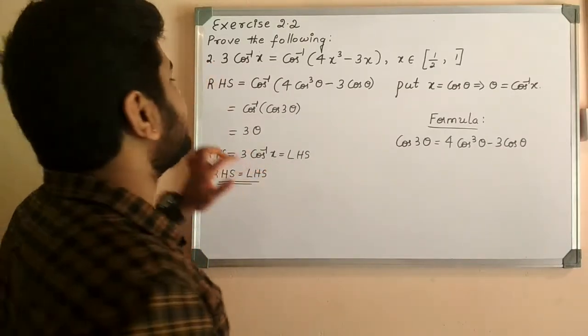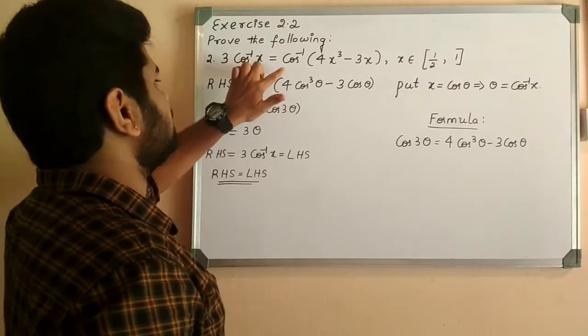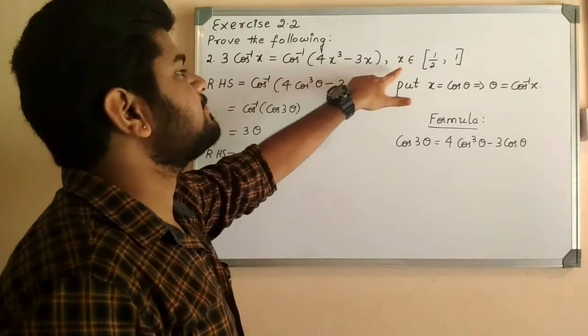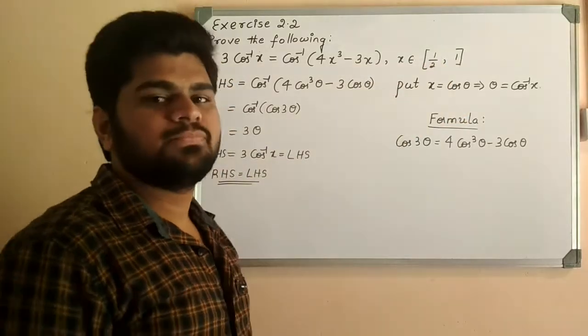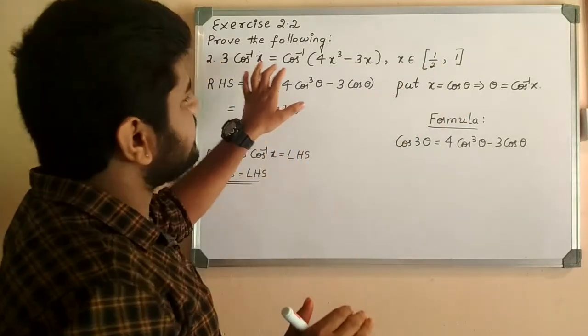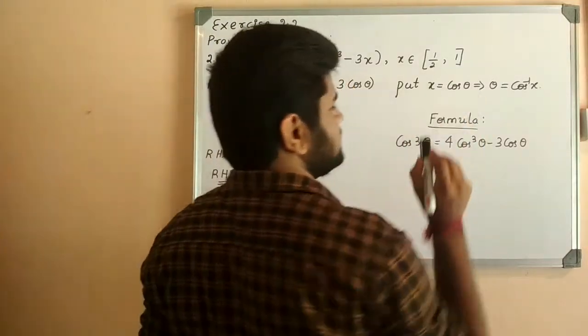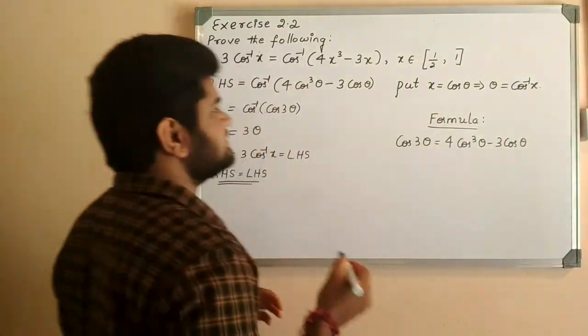So similarly, the second question is 3 cos inverse x is equal to cos inverse of 4x cube minus 3x, where x belongs to half to 1. So here, instead of considering x is equal to sin theta, we are considering x is equal to cos theta. So theta becomes cos inverse x.